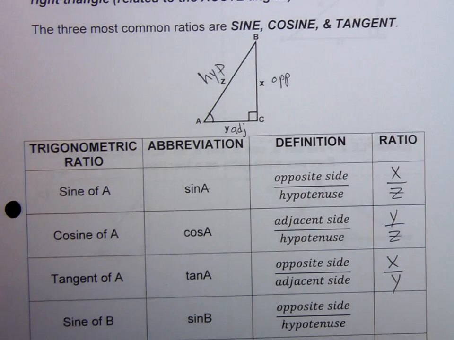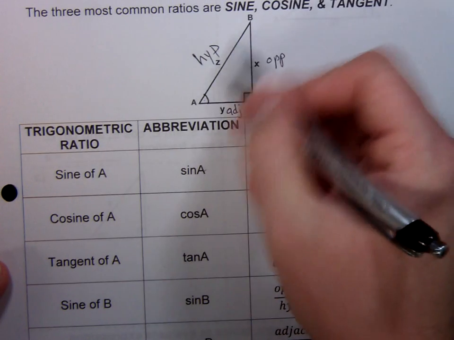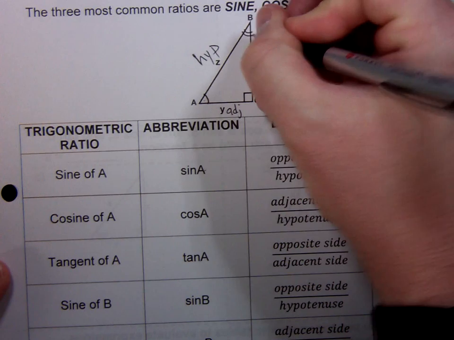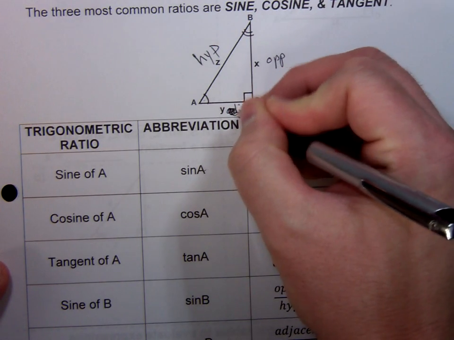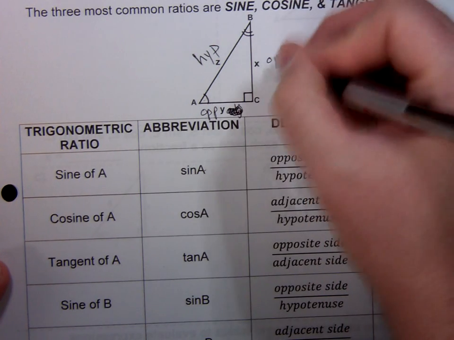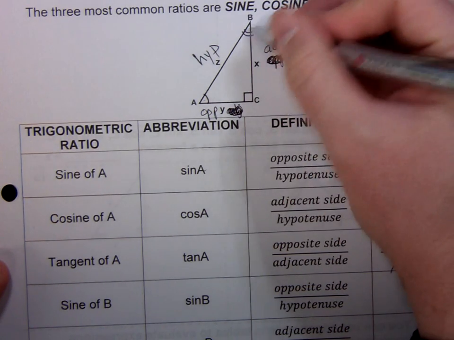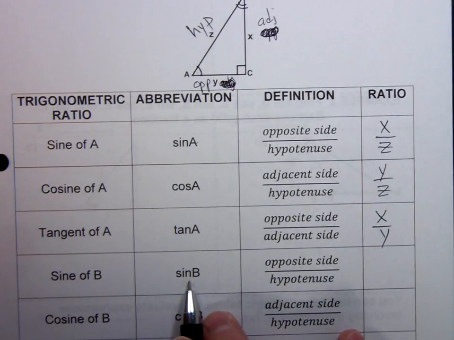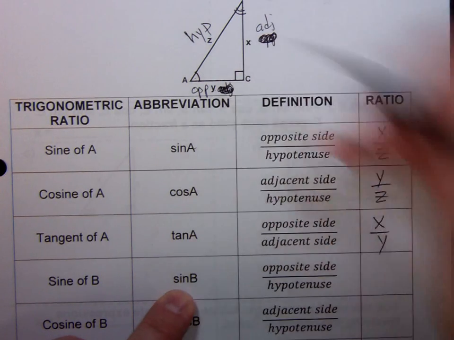Alright, now we're going to change to angle B. How that affects things: on a right triangle, this is always the hypotenuse. That's not going to change. But if I move over to angle B, what side is opposite angle B? Y is. So when I move over to angle B, this side becomes the opposite, and the x becomes the adjacent. It's the side that's part of that angle that's not the hypotenuse. That's called the adjacent. So for the sine of angle B, opposite over hypotenuse, opposite angle B is y, hypotenuse is z.